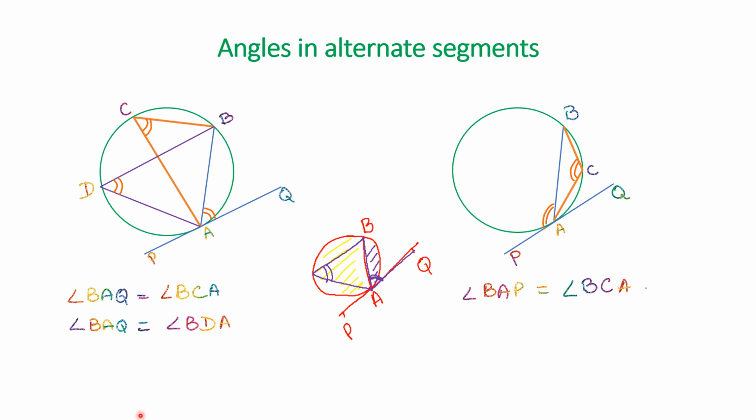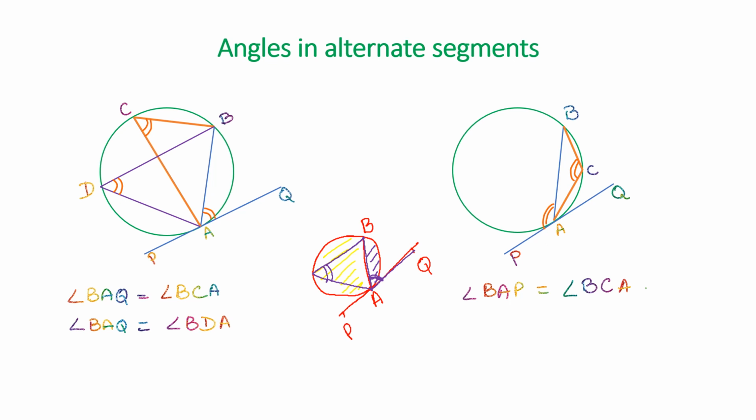So over here, this is the angle made by the chord with the tangent. This angle is going to be equal to the angle made by the chord in the other segment, that is angle BCA and angle BDA. So you have angle BAQ equal to angle BCA, and in the same way angle BAQ is also equal to angle BDA. Of course, we also know that these two angles are angles in the same segment, so don't get confused, but these two angles are equal, and they are also equal to the angle in the alternate segment.